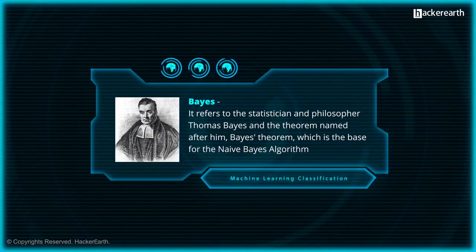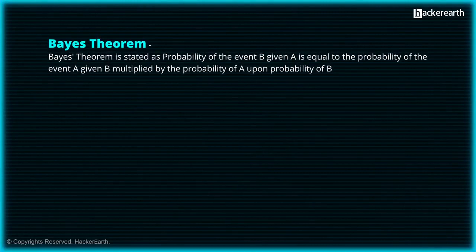As for the Bayes part, it refers to the statistician and philosopher Thomas Bayes and the theorem named after him, Bayes' theorem, which is the base for the Naïve Bayes algorithm. As already mentioned, the basis of the Naïve Bayes algorithm is the Bayes theorem, which is alternatively known as Bayes' rule, or Bayes' law. It gives us a method to calculate the conditional probability, that is, the probability of an event based on previous knowledge available on the events.